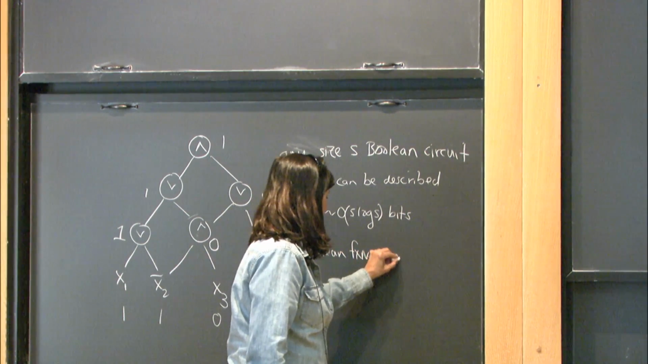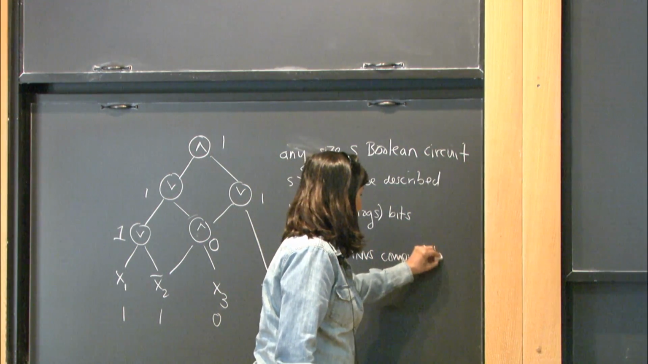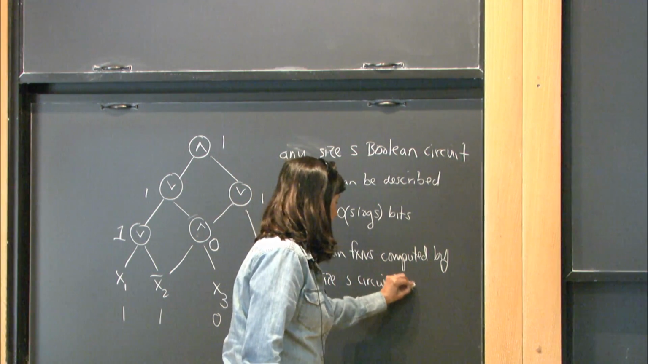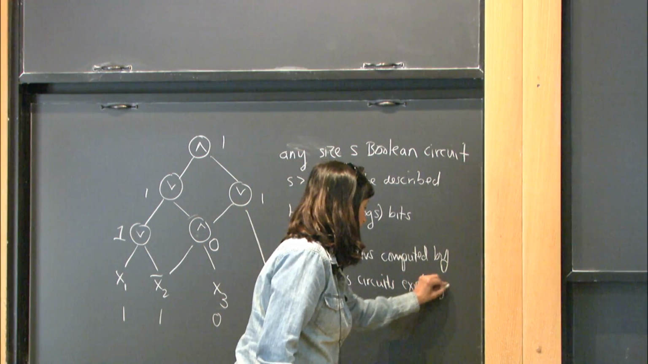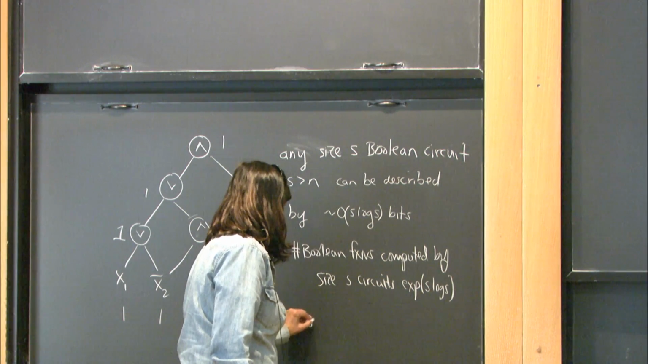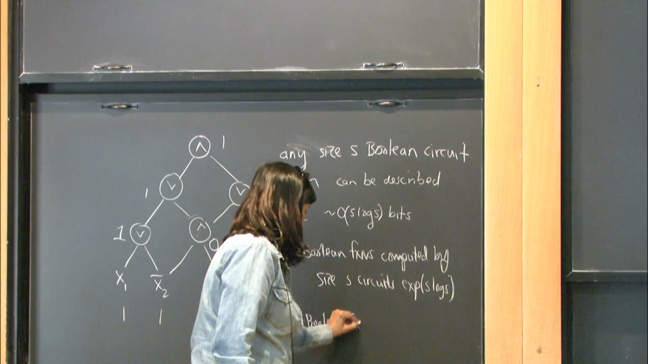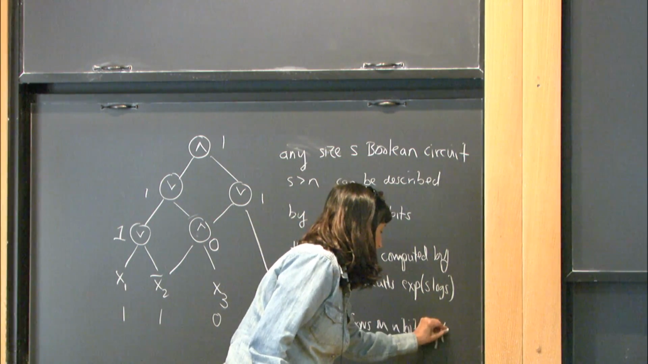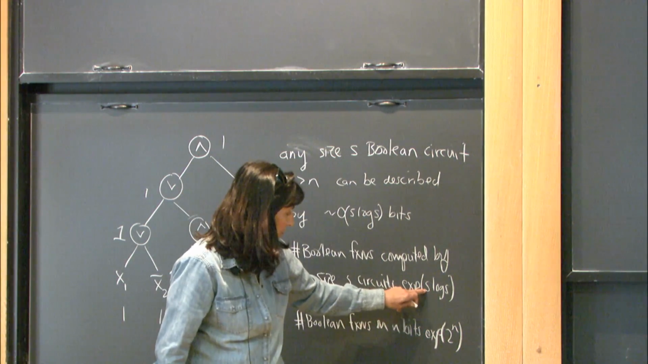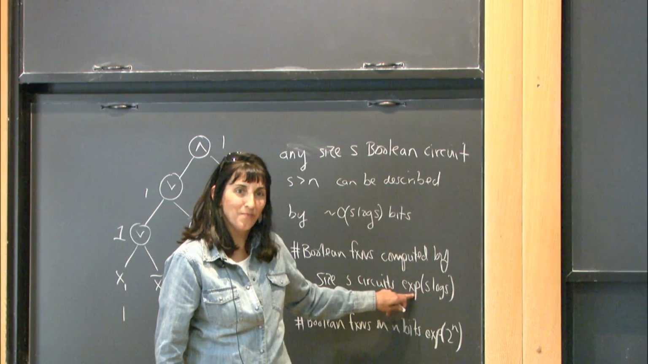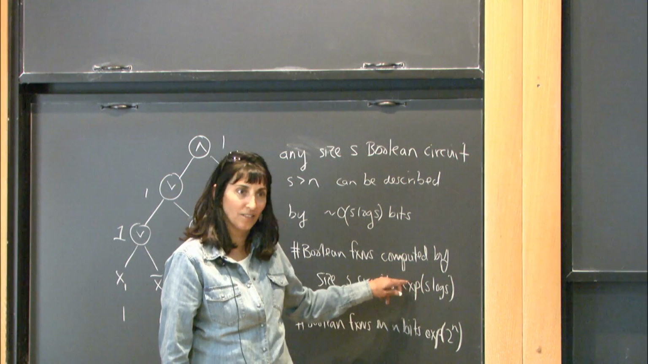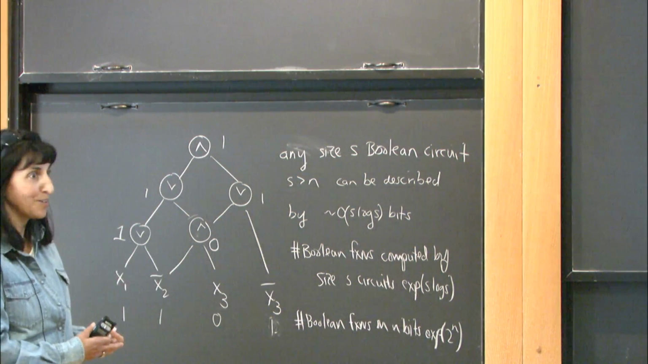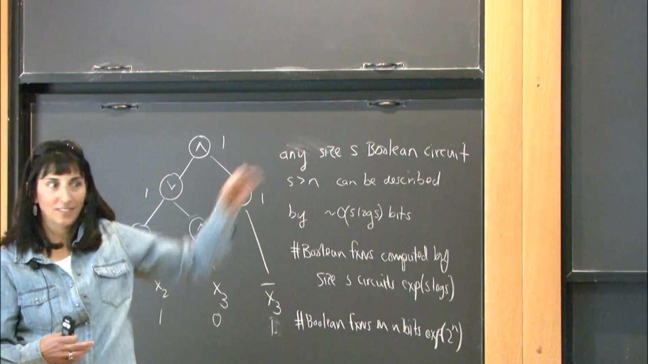And so then the number of Boolean functions computed by size S circuits is exponential in S log S, but the total number of Boolean functions on n bits is exponential in 2 to the n. So if S is polynomial, it's very rare for a function to be computed by a small polynomial size circuit, because there are just so many more functions than there are polynomial size circuits. So the reason the problem is hard is we want to come up with a function in NP, such as one of these two functions. Okay?